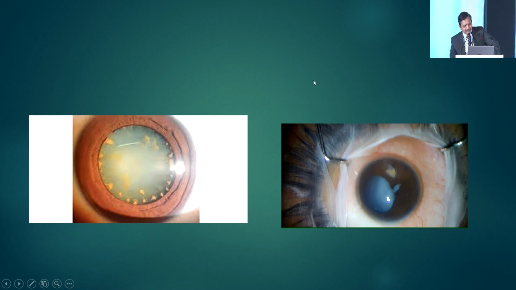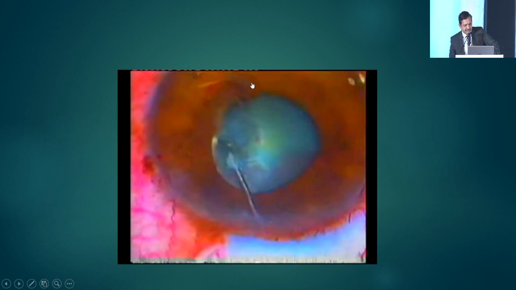What is more important is the CT scan, which is very highly sensitive. And then of course you have UBM, but you can't do UBM in every case. So gonioscopy is a must in all these cases. Now a foreign body which can enter the eye, if it is a ferrous foreign body, can cause siderosis like what you are seeing, or it can cause traumatic cataract. I'll show you a video on this.